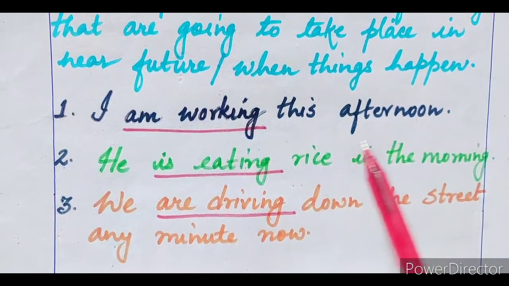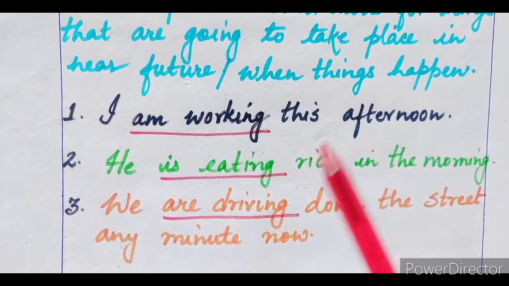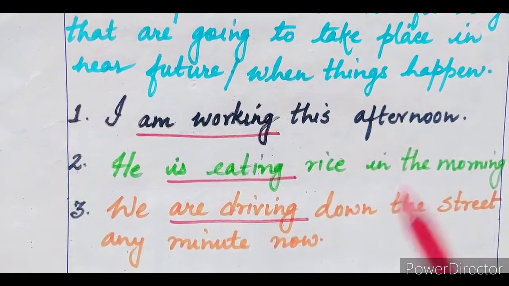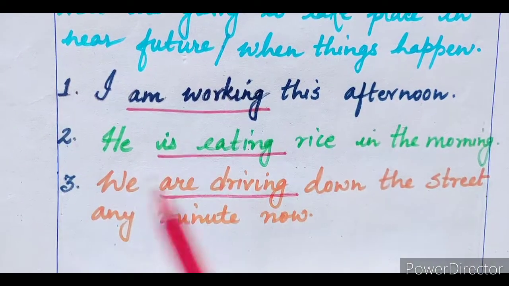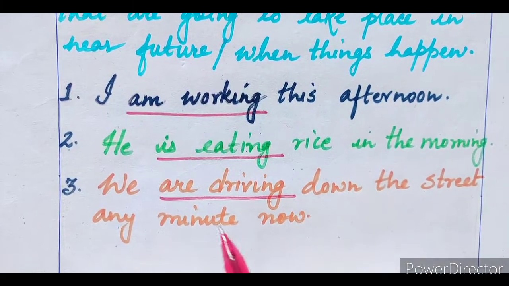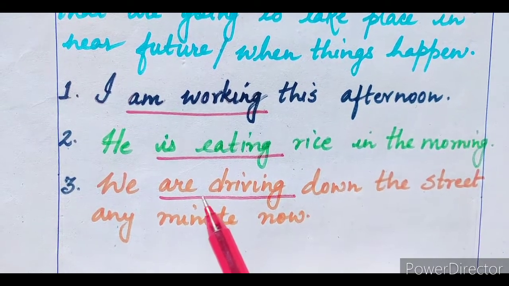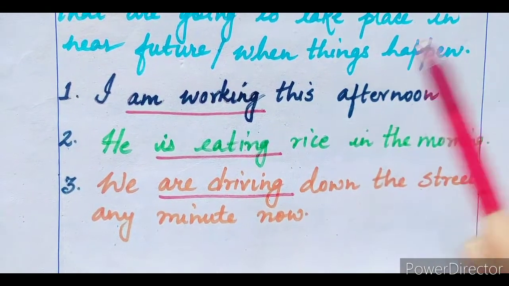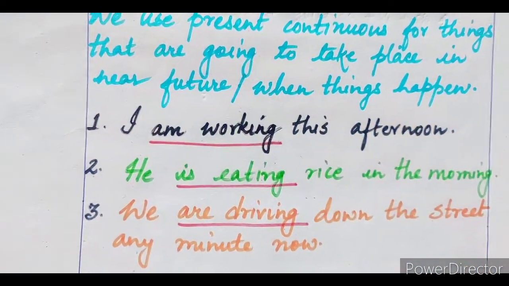He is eating rice in the morning. That means he is not eating rice now. It means that he is going to eat rice in the morning. That is going to happen in the near future. Third one, we are driving down the street any minute now. So this again doesn't mean that we are driving on the street now. It means that any time now we will be driving into the street. Is that clear?